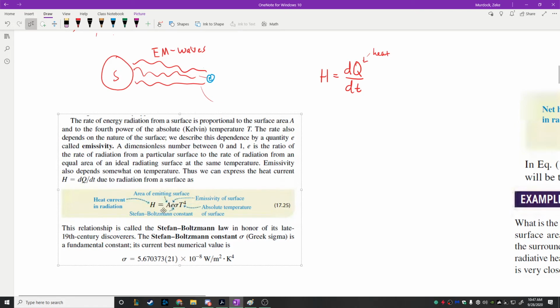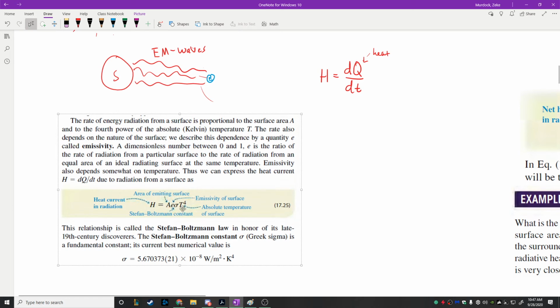It's equal to A, the area, times the emissivity. And then you've got the Stefan-Boltzmann constant, which is effectively just like a conversion factor. It's a number, it's a constant. You can see what the units are right here. And then multiplied by temperature to the 4th power. The temperature is absolute temperature.